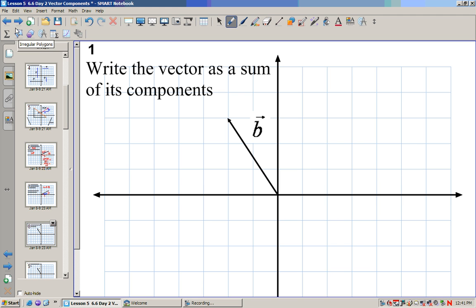Write the vector as a sum of its components. Now you pause the video and do this one on your own. This is negative 2i. This is 3j. So this is going to be negative 2i plus 3j. Put my little vector symbols on top.